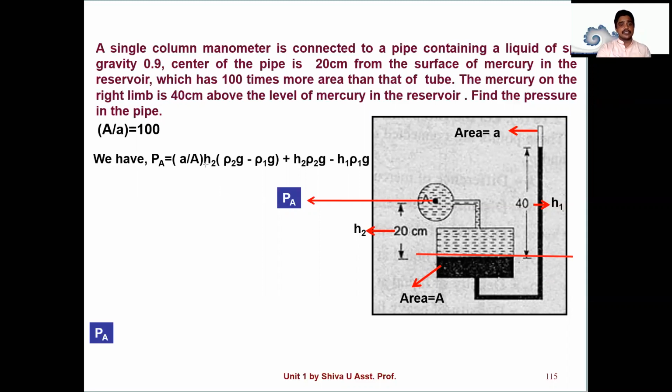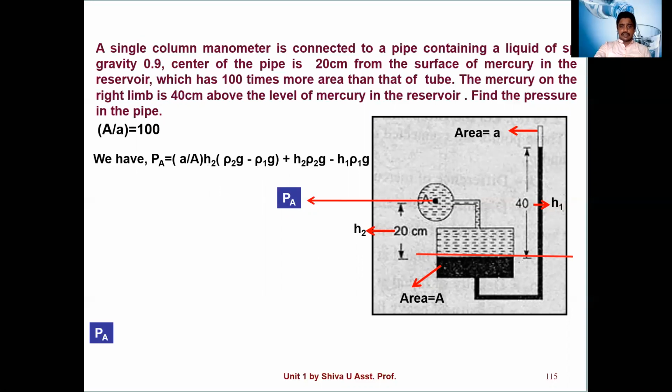So directly I can't find the delta H2. What I have done is, delta H is equal to a by A into H2, that I have equated here in this equation. Then coming to the other one, that is rho 2. This is actually the formula which is taken from the previous example or previous derivation.